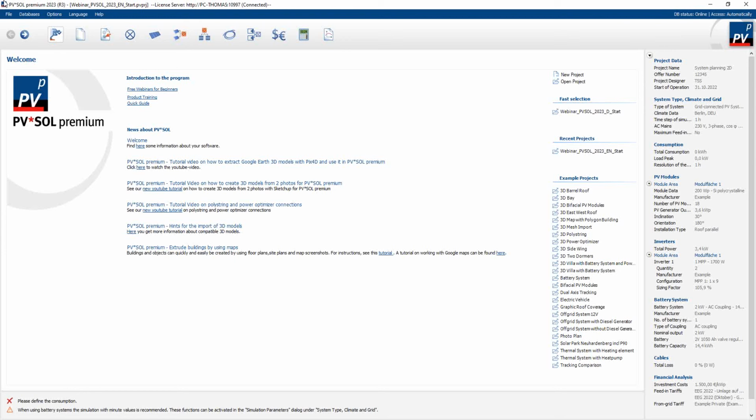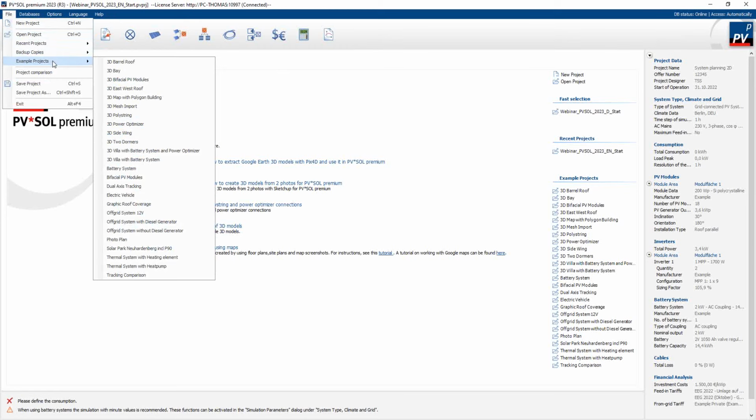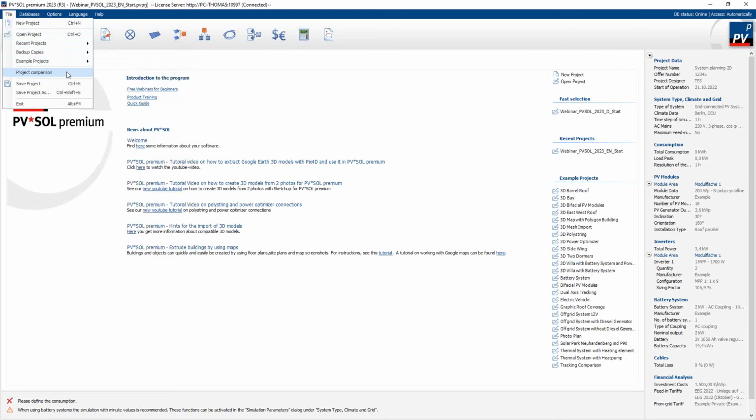Yeah, that's right. I would like to do a short walkthrough through the menu bar, which you can find on the upper edge of the window. Under File, you have the possibilities to start with a new project. Of course, you can open an existing project and work on it. You will have backup copies, lots of example projects, and what you can also find here under File is that you are able to do a project comparison.